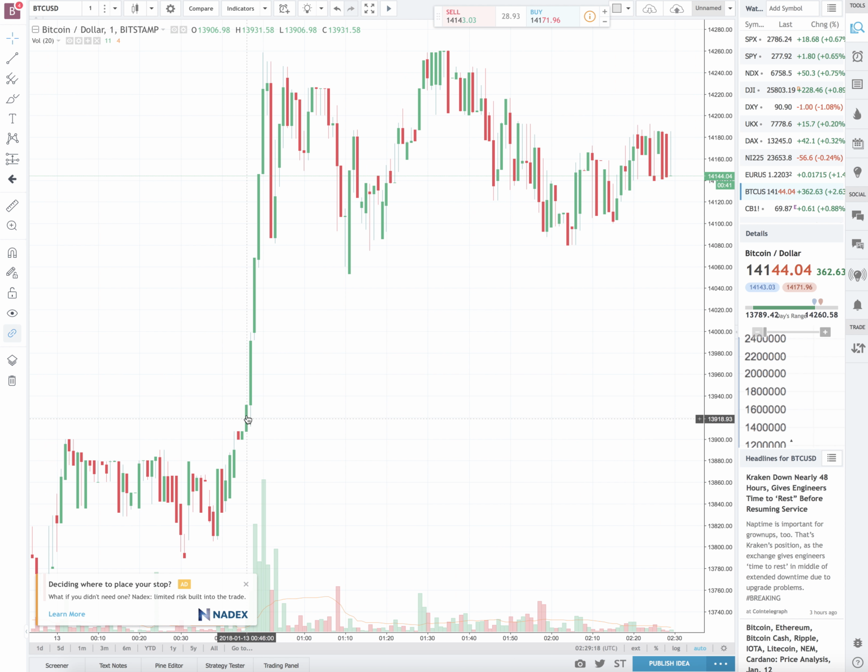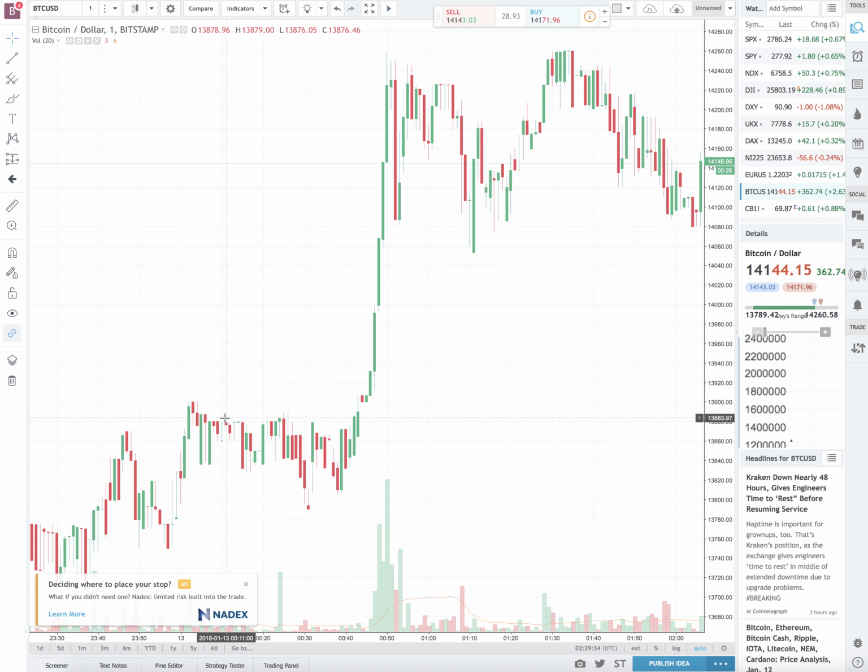And then you look at here, 1 minute, 2 minutes, 3 minutes, 4 minutes, 5 minutes, 6 minutes. From right here in 6 minutes, it went from 13,900 all the way up to 14,225. And that was all in 6 minutes. So if you're a swing trader trading on the 1 minute chart, you could have made a lot of money even if you just bought in right here.